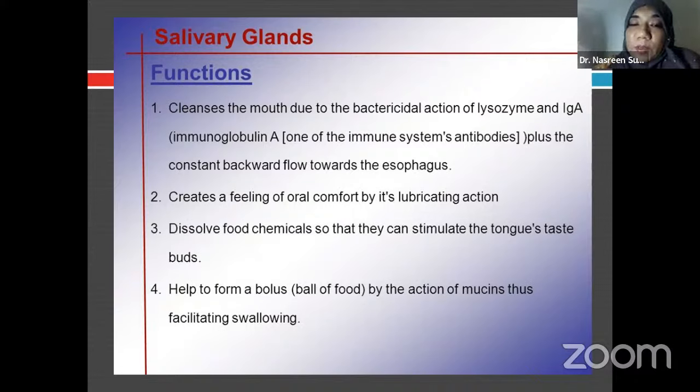Okay, it helps to form a bolus by the action of mucin, thus facilitating swallowing. Because of this saliva, the food we eat will be mixed and there will be formation of a semi-solid bolus. Okay, a ball of food, so that it will be swallowed easily. Without saliva, imagine how it would be. Some dry particles entering into your throat. Okay, how will it be? You won't feel comfortable at all. But once it is mixed with saliva and there is a formation of semi-solid bolus, then you will feel comfortable, right?